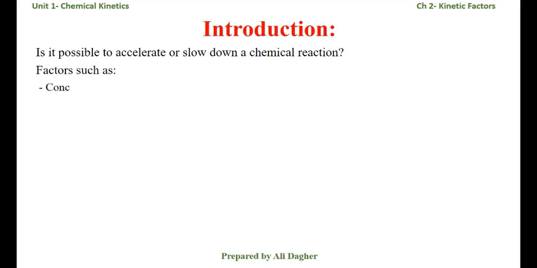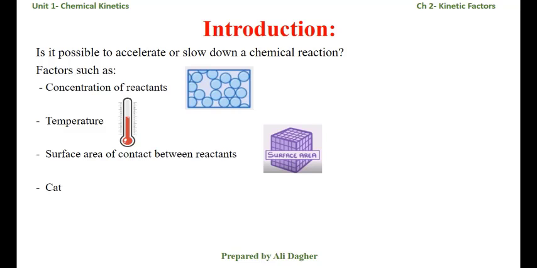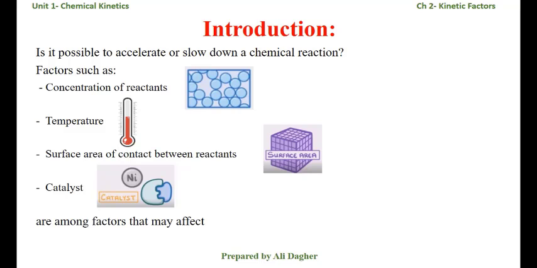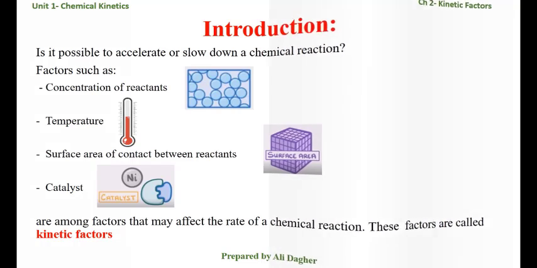Factors such as concentration of reactants, temperature, surface area of contact between reactants, and catalyst are among the factors that may affect the rate of a chemical reaction. These factors are called kinetic factors. Then kinetic factors are any factors that may affect the rate of the reaction by increasing it or decreasing it.